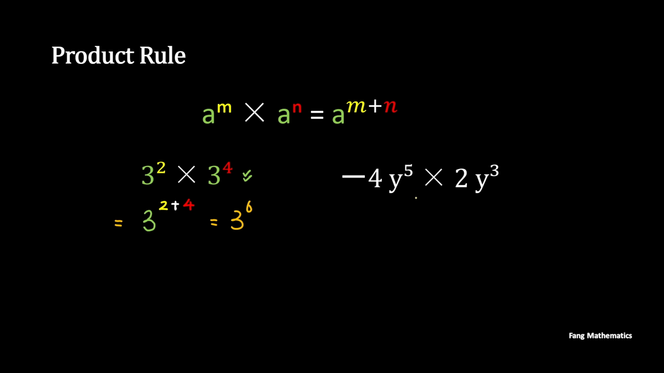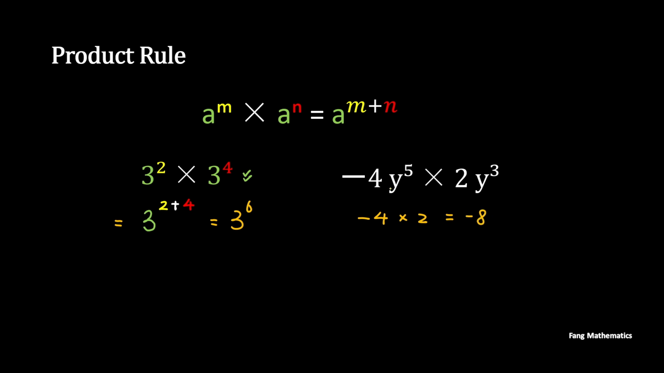Moving on, we look at this question. In this case, your scenario gets more complex. You have a coefficient attached to the y's, your variable. So we separate the numbers from the variables. Let's do the numbers. We have minus 4 times 2. You do them independently, so minus 4 times 2 gives you minus 8.